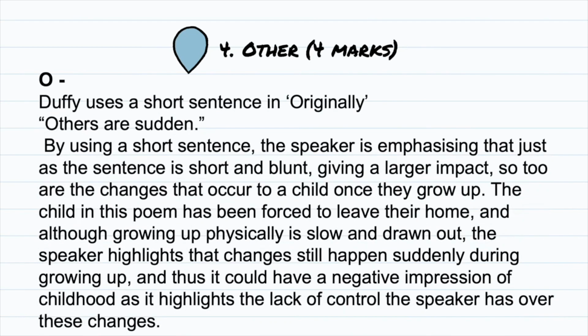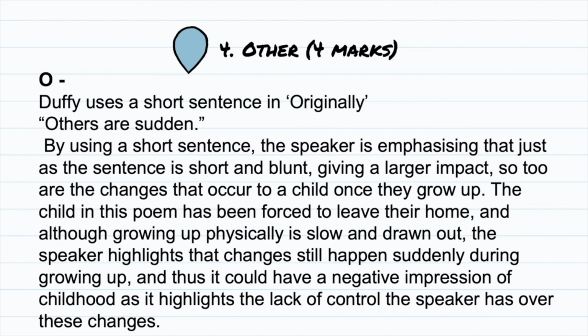So I highlight the fact that a short sentence is used in Originally: "Others are sudden." By using a short sentence, the speaker is emphasising that just as the sentence is short and blunt, giving a larger impact, so too are the changes that occur to a child once they grow up. The child in this poem has been forced to leave their home, and although growing up physically is slow and drawn out, the speaker highlights that changes still happen suddenly during growing up, and thus it could have a negative impression of childhood as it highlights the lack of control the speaker has over these changes.